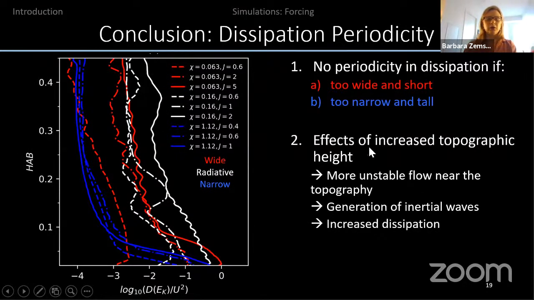And also another thing that we noticed was the effect of the increased topographic height. So as topographic height increases, there's more unstable flow near topography, potentially due to hydraulic control. And that aids generation of inertial waves, even in non-radiative topographic regimes. And that can lead to increased dissipation rates, not only near the topography itself, but also away from the topography.